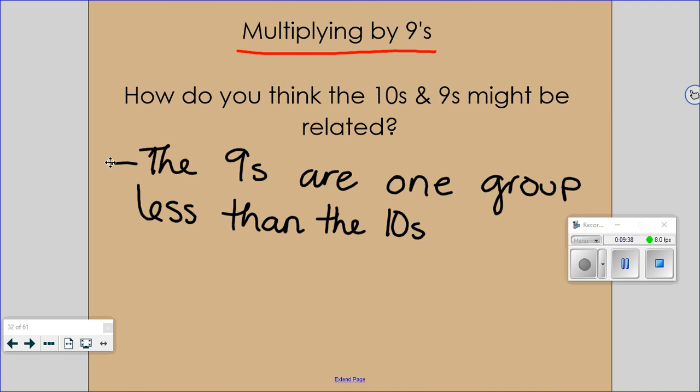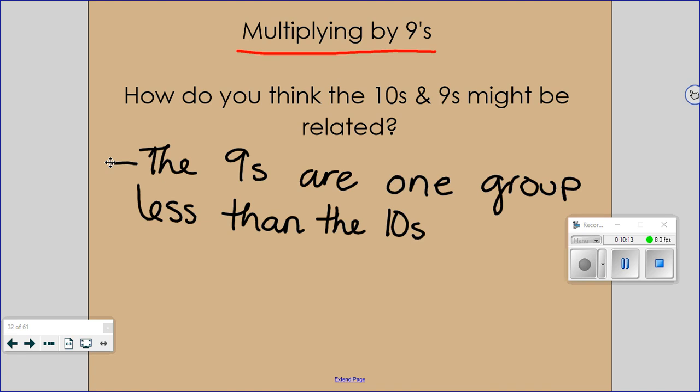Eliana, what were you thinking? 10 will be 1 more than 9. Yeah, so kind of the other way, our 10s are just 1 more than our 9s. So if we know our 9s, and we're trying to figure out our 10s, we can just add 1 group more. Which is probably easier to do? Do you think your 9s are easier or your 10s are easier?